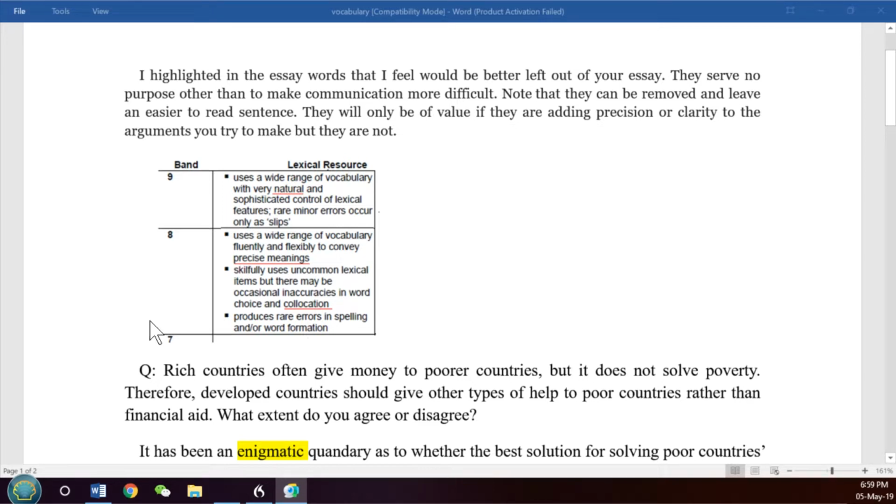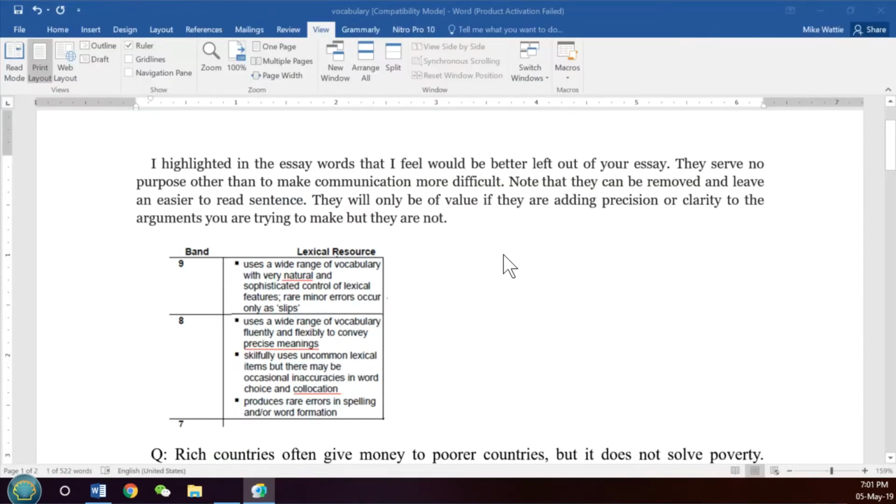So let me just read what I said to the student up here. I highlighted in the essay words that I feel would be better left out of your essay. They serve no purpose other than to make communication more difficult. Note that they can be removed and leave an easier to read sentence. They will only be of value if they are adding precision or clarity to the arguments you are trying to make, but they are not.